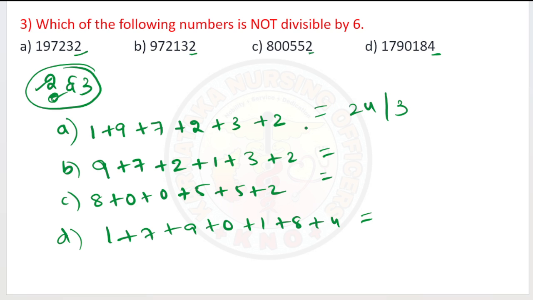24 is divisible by 3? Correct. Next, let's see the second option. 9 plus 7 is 16, 16 plus 2 is 18, 18 plus 1 is 19, 19 plus 3 is 22, 22 plus 2 is 24. Again, 24 is the sum. So 24 is divisible by 3.